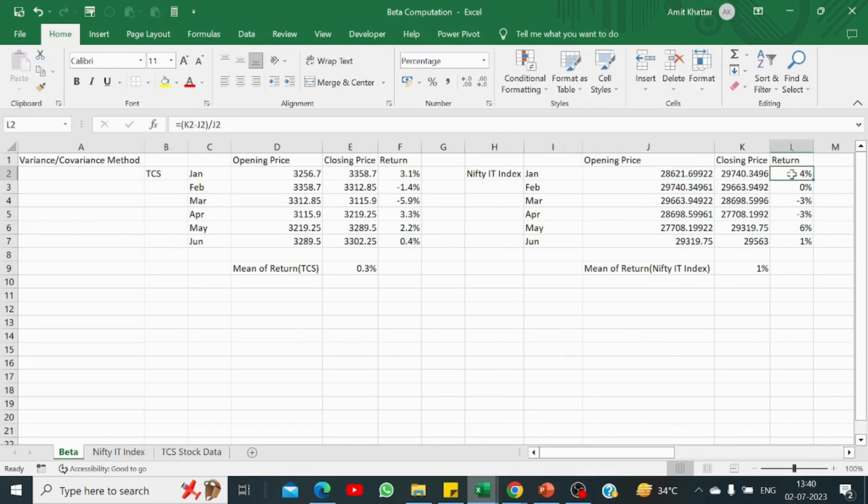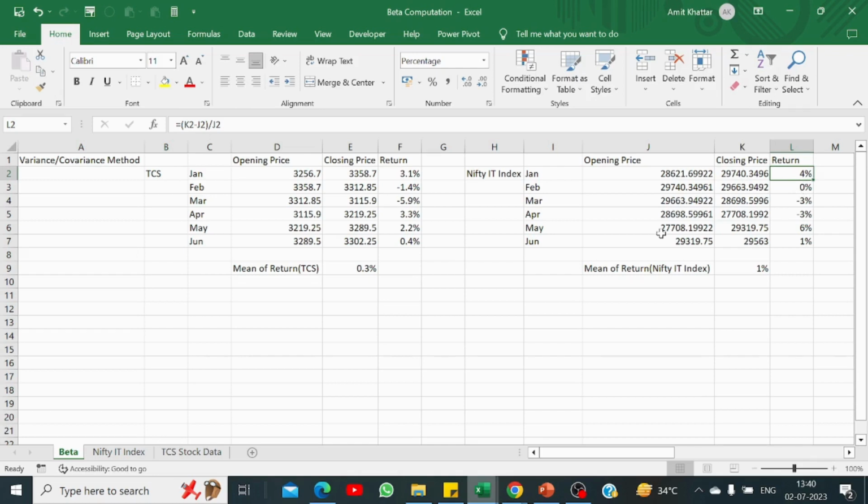Similarly, I have determined the return percentage being the differential between closing price minus opening price and dividing that by the opening price for that respective month. So I've taken the closing price of a particular month being the opening price of the next month, and based on that, I've determined the respective returns.